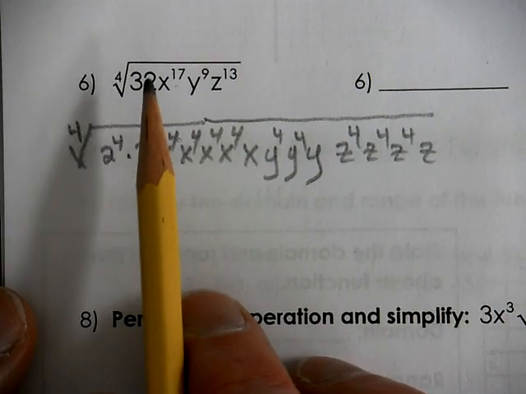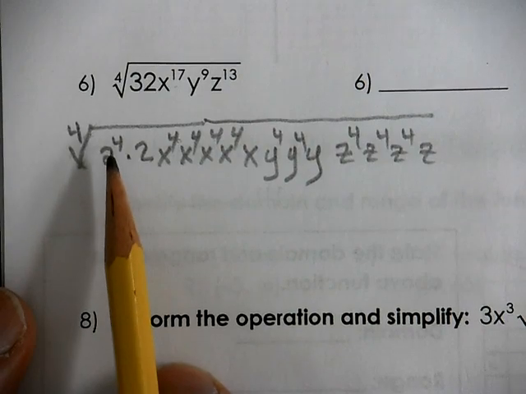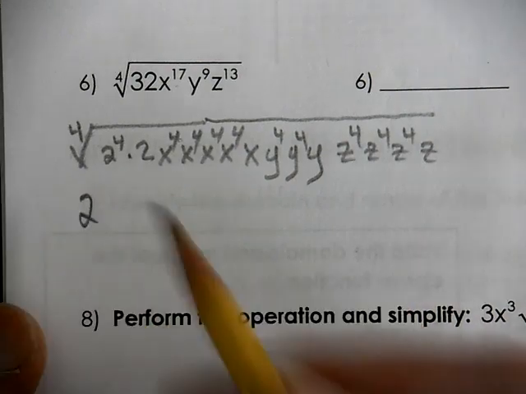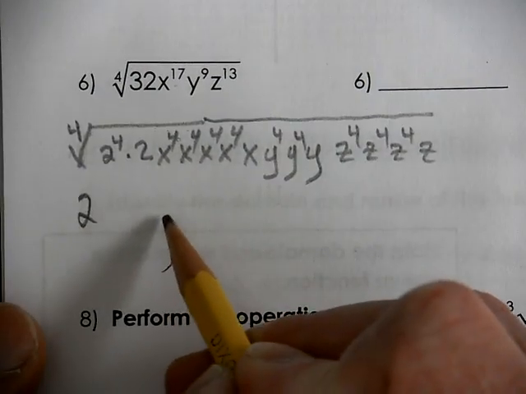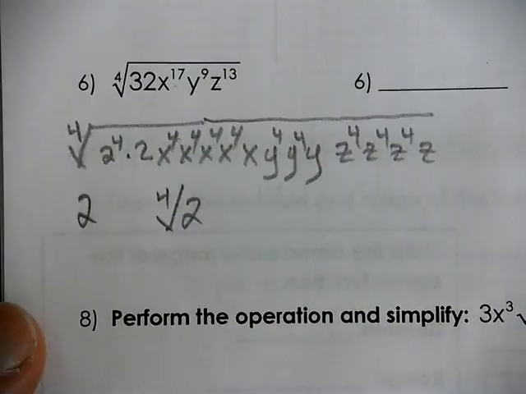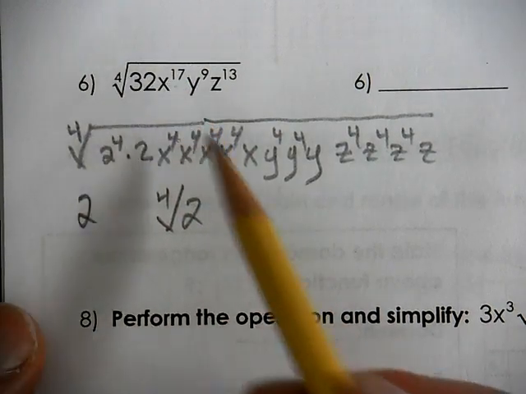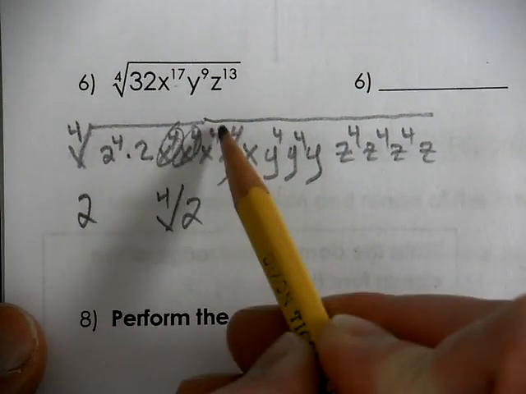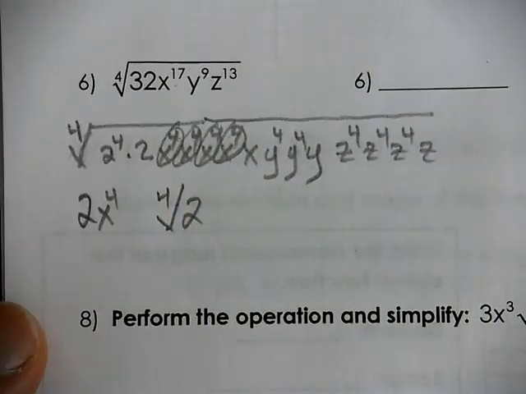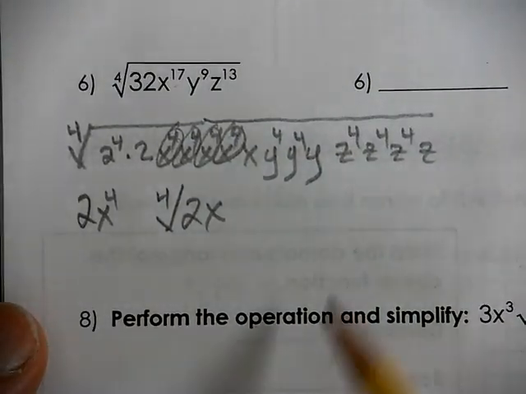You can ask yourself, what's the 4th root of 32? Well, the 4th root of 16 is 2. So we have an extra 4th root of 2 in there. How many times does 4 go into 17? Goes in there once, twice, 3 times, 4 times. So that's x to the 4th power, with 1 left over, so that stays inside the radical.